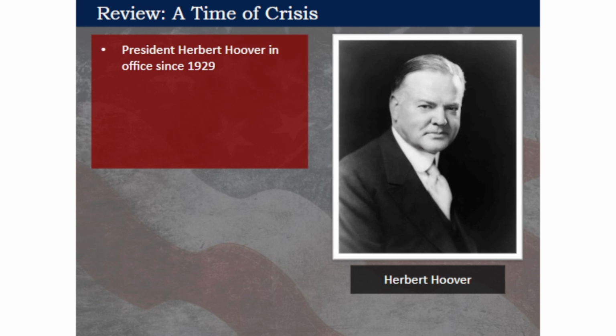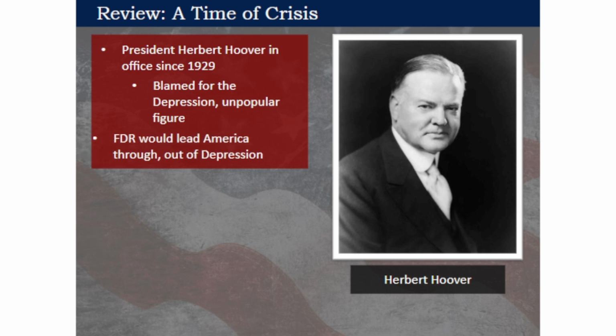President Herbert Hoover had been in office since 1929. Fairly or not, Hoover had been blamed for the Depression, and he was a deeply unpopular figure by the time he ran for re-election in 1932. A new president, FDR as he was widely known, would lead the American people through and eventually out of the Great Depression.